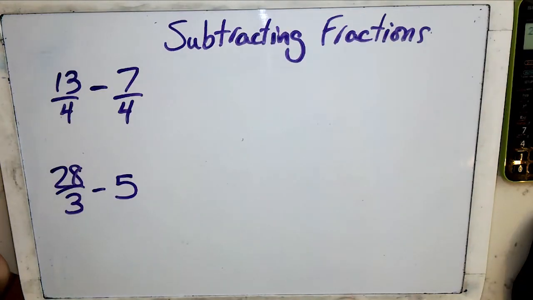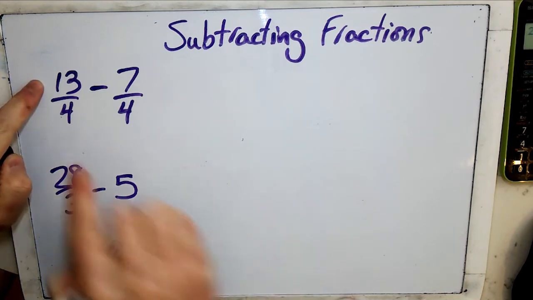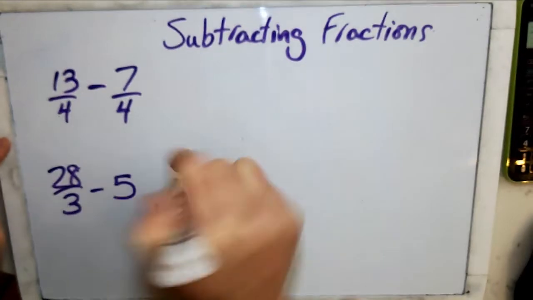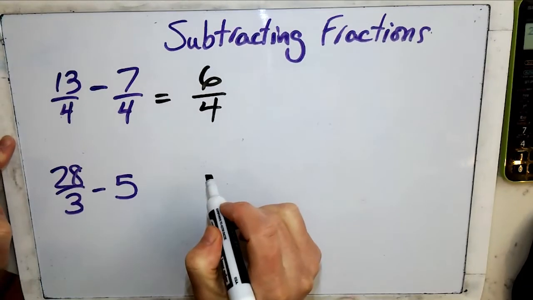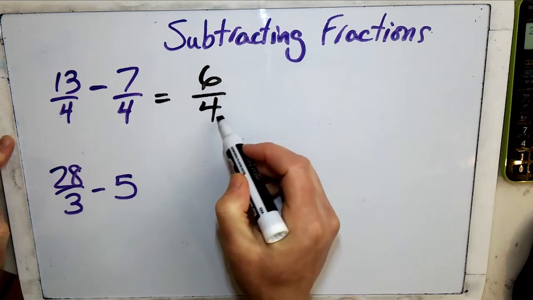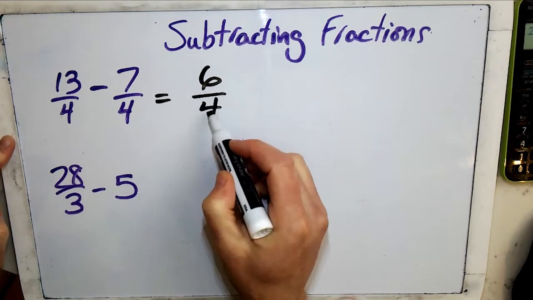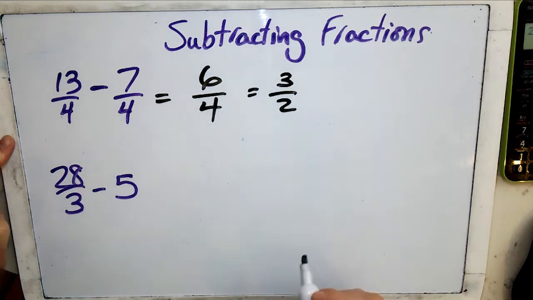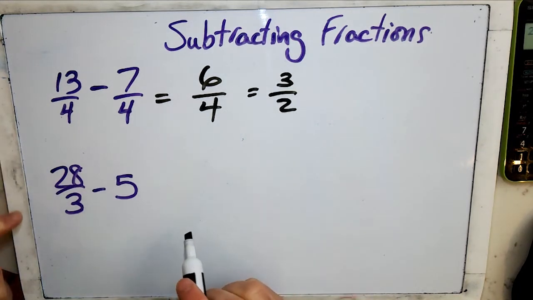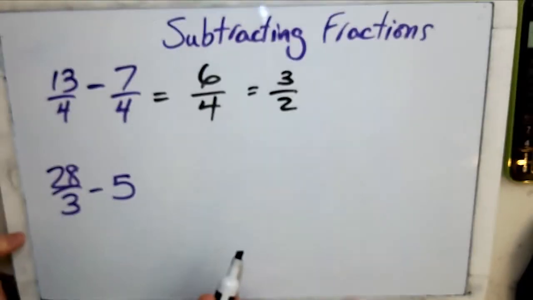Subtracting fractions has the exact same rules as adding. So what we're going to do, common denominators, so I just subtract the tops. The bottom stays the same. Now again, we finish, we want to reduce if possible. Both of these are divisible by 2. It becomes 3 halves instead of 6/4. Same number, just reduced form.